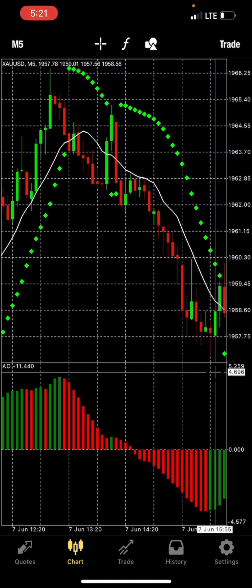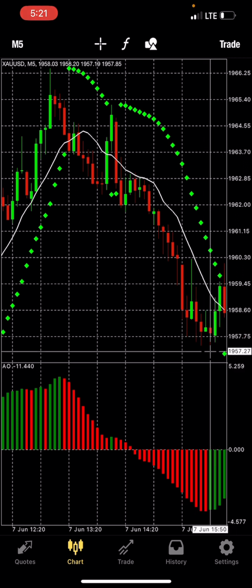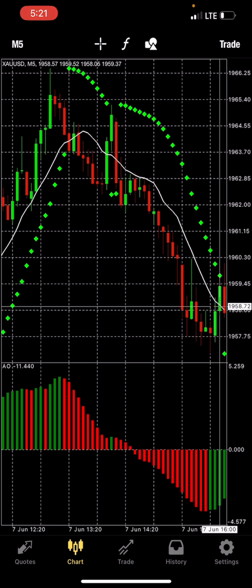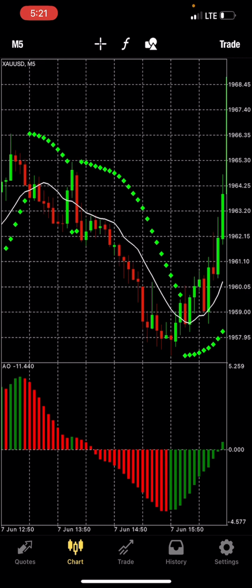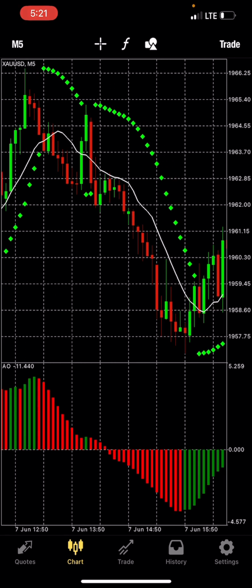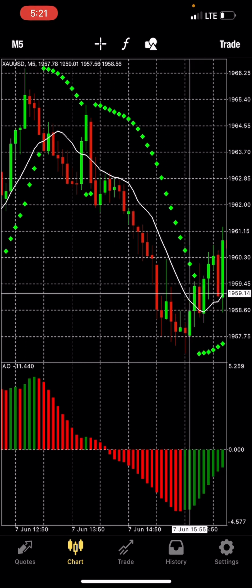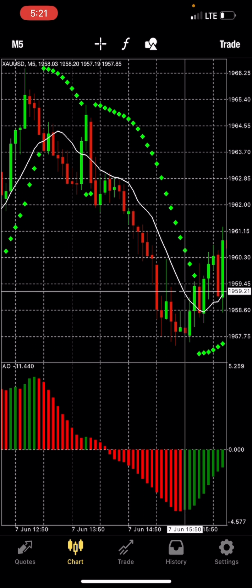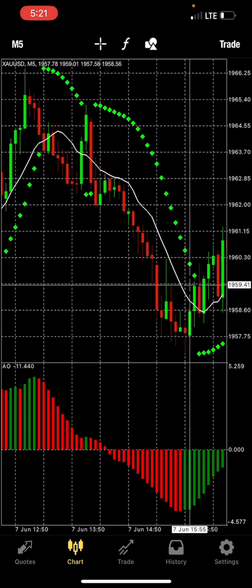Like what happened here? It was red. It changed to green, indicated that, and it changed. I think the trend changed from here. I guess, yeah, it changed from there. You can see, there is a lot of confirmation these indicators can give us and could help us maximize our profit and limit our losses.